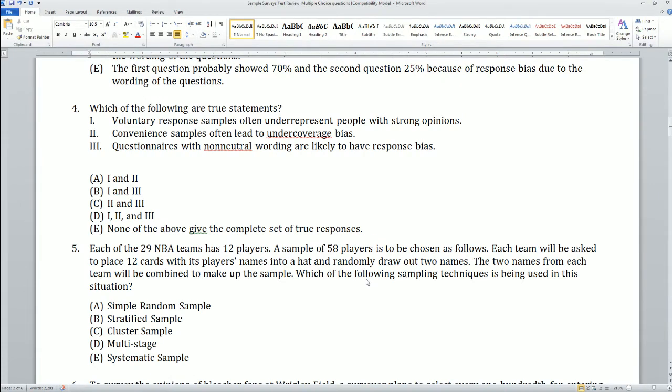Which of the following are true statements? Voluntary response samples often underrepresent people with strong opinions. Convenience samples often lead to undercoverage bias. Questionnaires with non-neutral wording are likely to have response bias.